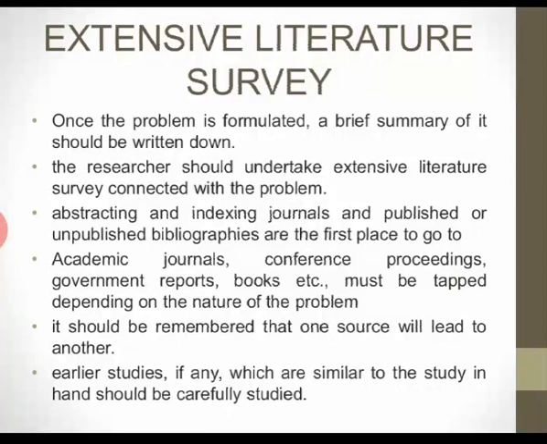If we had looked into hydroxychloroquine and COVID-19, many unpublished literatures were there. Many government proceedings or WHO proceedings, even FDA proceedings, were there. All these things we could have accessed. It should be remembered that one source will lead to another. Usually, while doing research work, the easiest way to find literature is to first find a very good paper, go to its bibliography, and use that bibliography to find the literature used by that individual. From one piece of literature itself, we can build up the literature survey. Early studies, if any, which are similar to the study in hand, should be carefully studied.